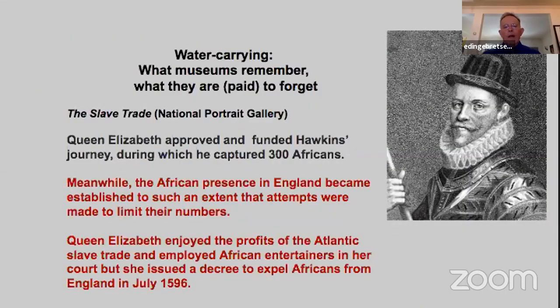Water carrying water for the enemy. What museums remember and what they're paid to forget. This is called the slave trade. This is what you see in the National Portrait Gallery.